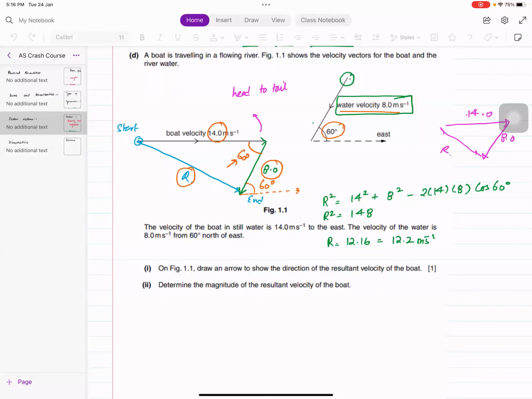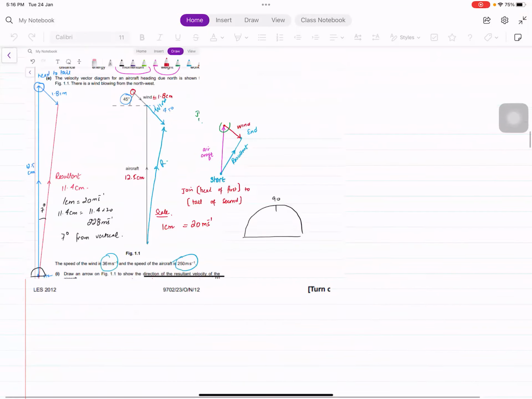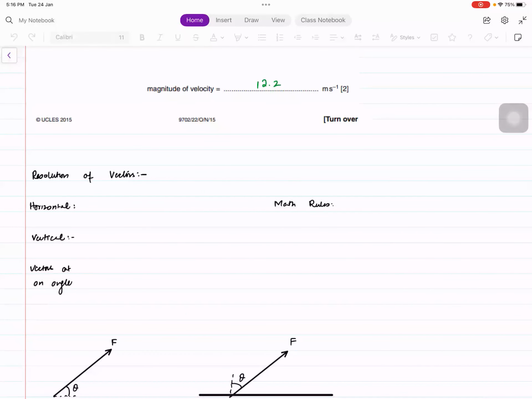Last time we basically did vector triangle. I hope you have solved some of those which I gave you as homework. Today we are going to start with resolution. If you guys have any questions, do let me know.